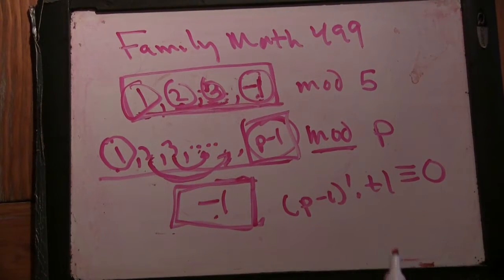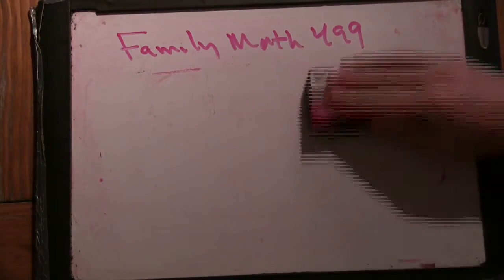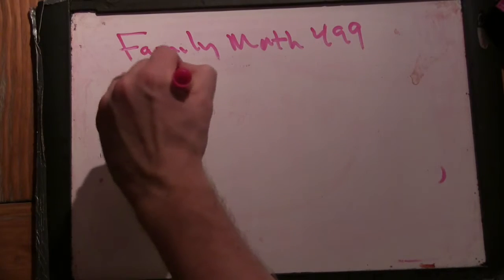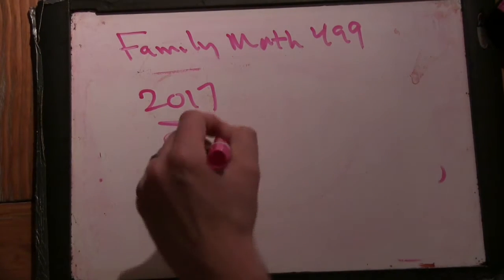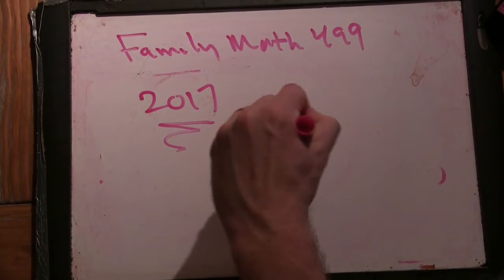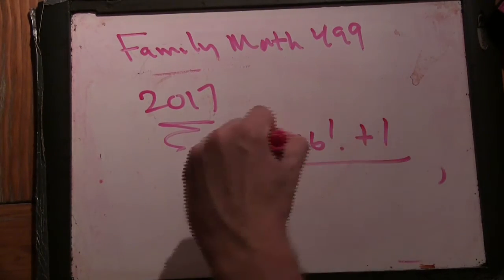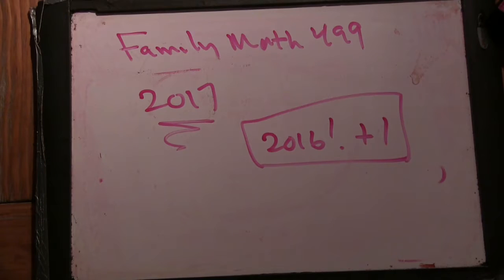And so the joke of where this came up is you can tell that 2017, the year we're in right now, is prime because 2017 is a divisor of 2016 factorial plus 1. That's how you can tell that 2017 is prime. Do you think this is an efficient way to tell that 2017 is prime? No. Why not? What's 2016 factorial? I don't know. Maybe we could ask Mathematica.